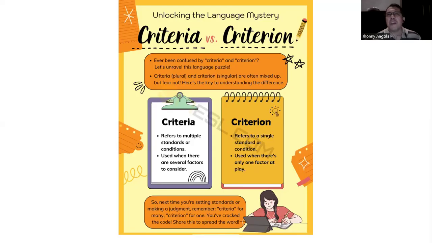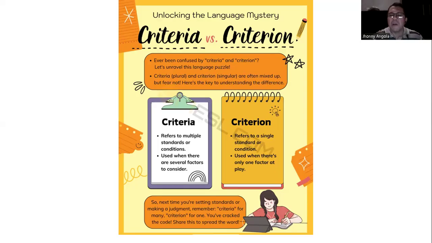For writing it could be coherence or grammar. For listening, which could be? For reading, which could be? In this case, for reading, intonation could be, and listening. Yes, you have to be careful of this. So next time you are setting a standard or making a judgment, remember: criteria for many, criterion for one.